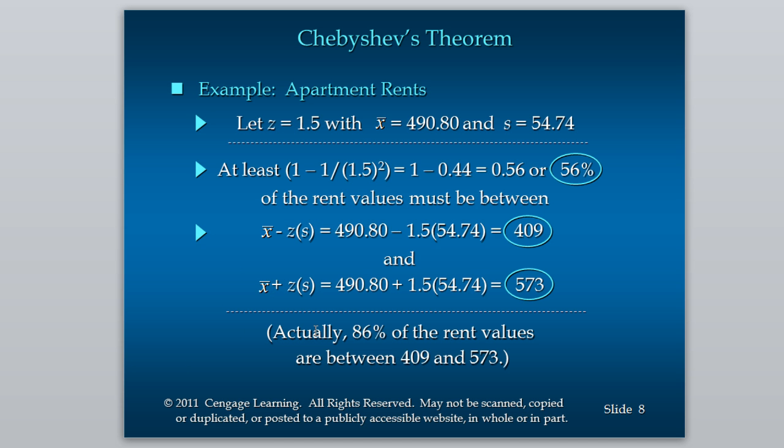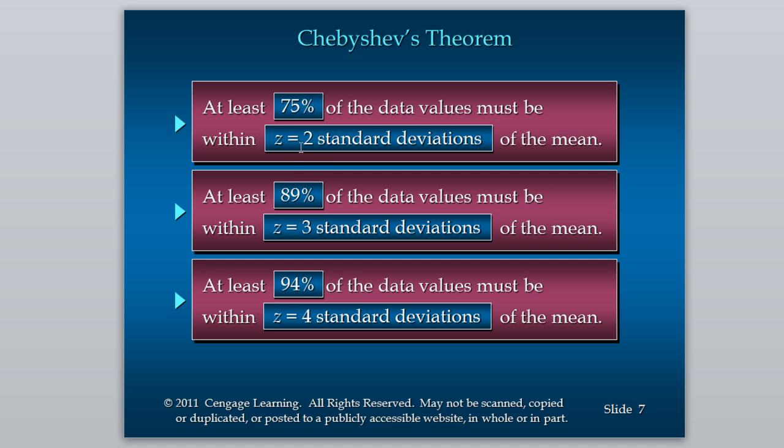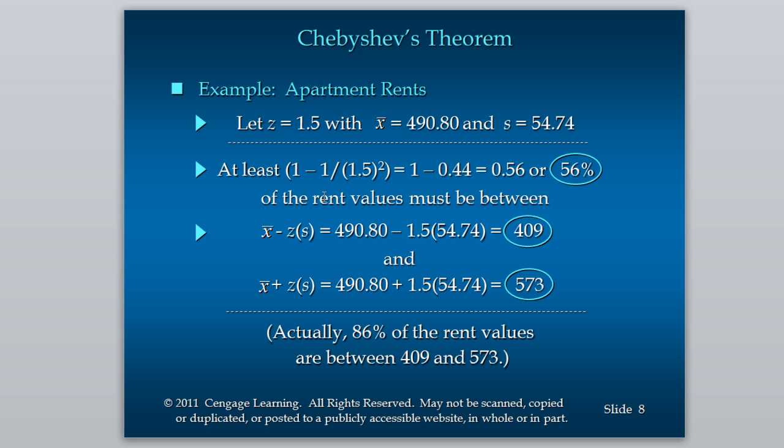So let's do an example. Remember the apartment rent problem that we've been following from the previous lecture? We had a bunch of different numbers. Now, let the number of standard deviations not be 2 or 3, the examples we had here. Not 2 standard deviations away, which gives you 75%, not 3 standard deviations, which gives you 89%, not 4 standard deviations, which gives you 94%. What if you want 1.5 standard deviations away?